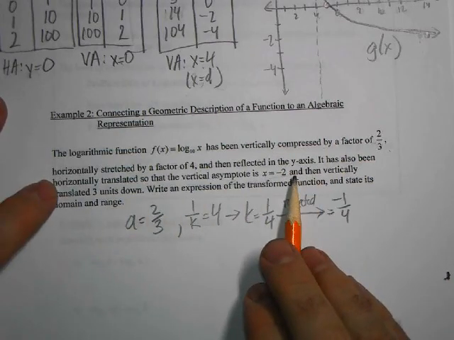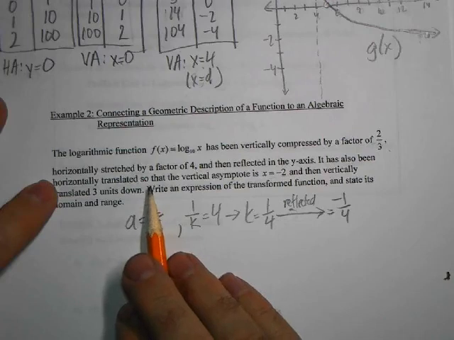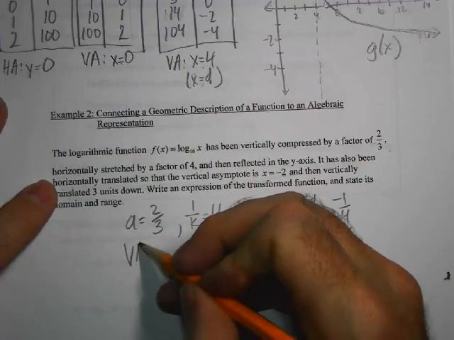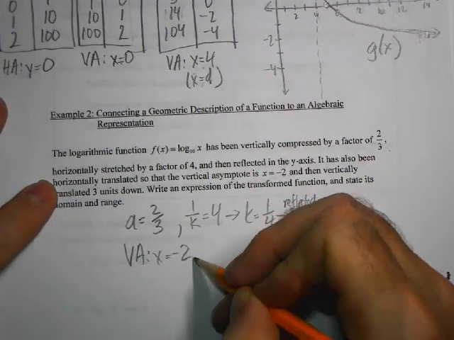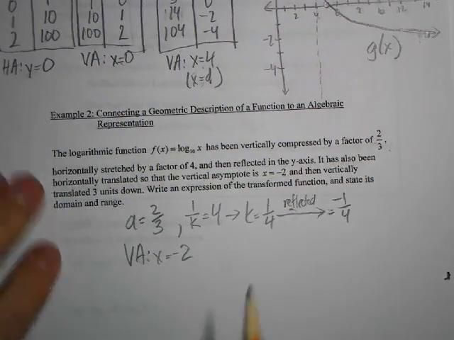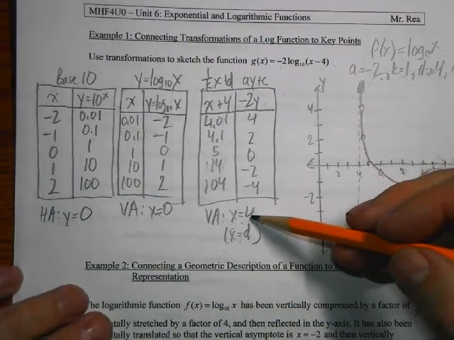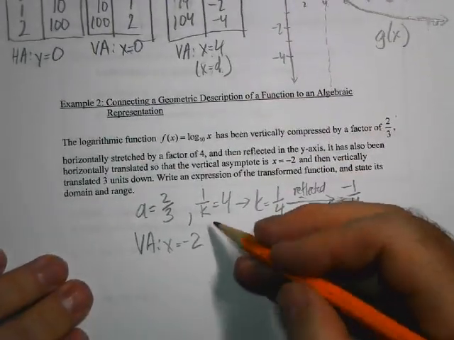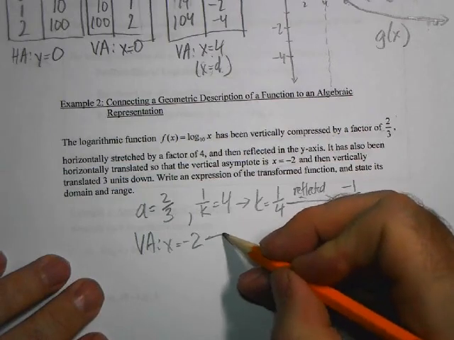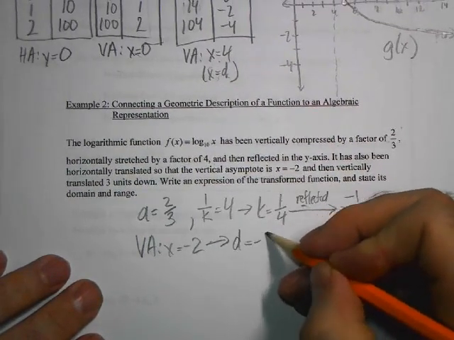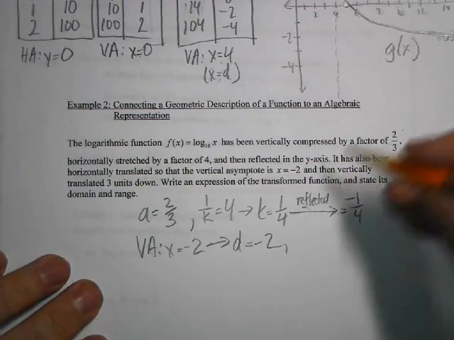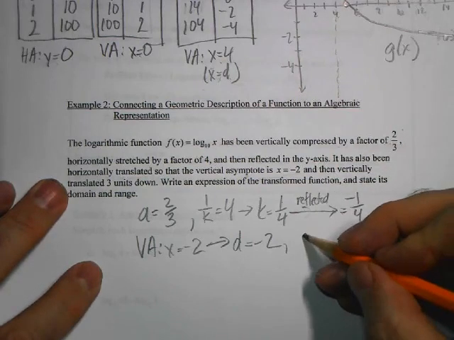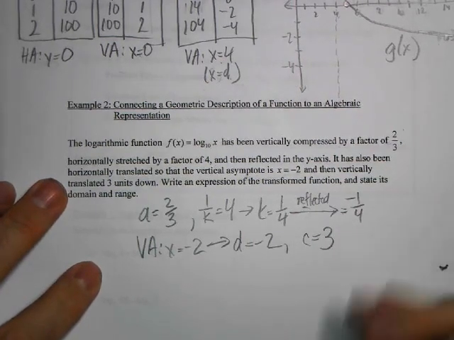Okay, where were we? It has also been horizontally translated so that the vertical asymptote is x equals negative 2. So you could write down, vertical asymptote is x equals negative 2. Okay, remember from the last example, whatever the vertical asymptote is, that's your d value. Last time we went the opposite way. Now we know that if that's the vertical asymptote, that means that d is equal to negative 2. Okay, and then vertically translated down 3 units. So that's the value of c, very straightforward. So we've got everything we need.